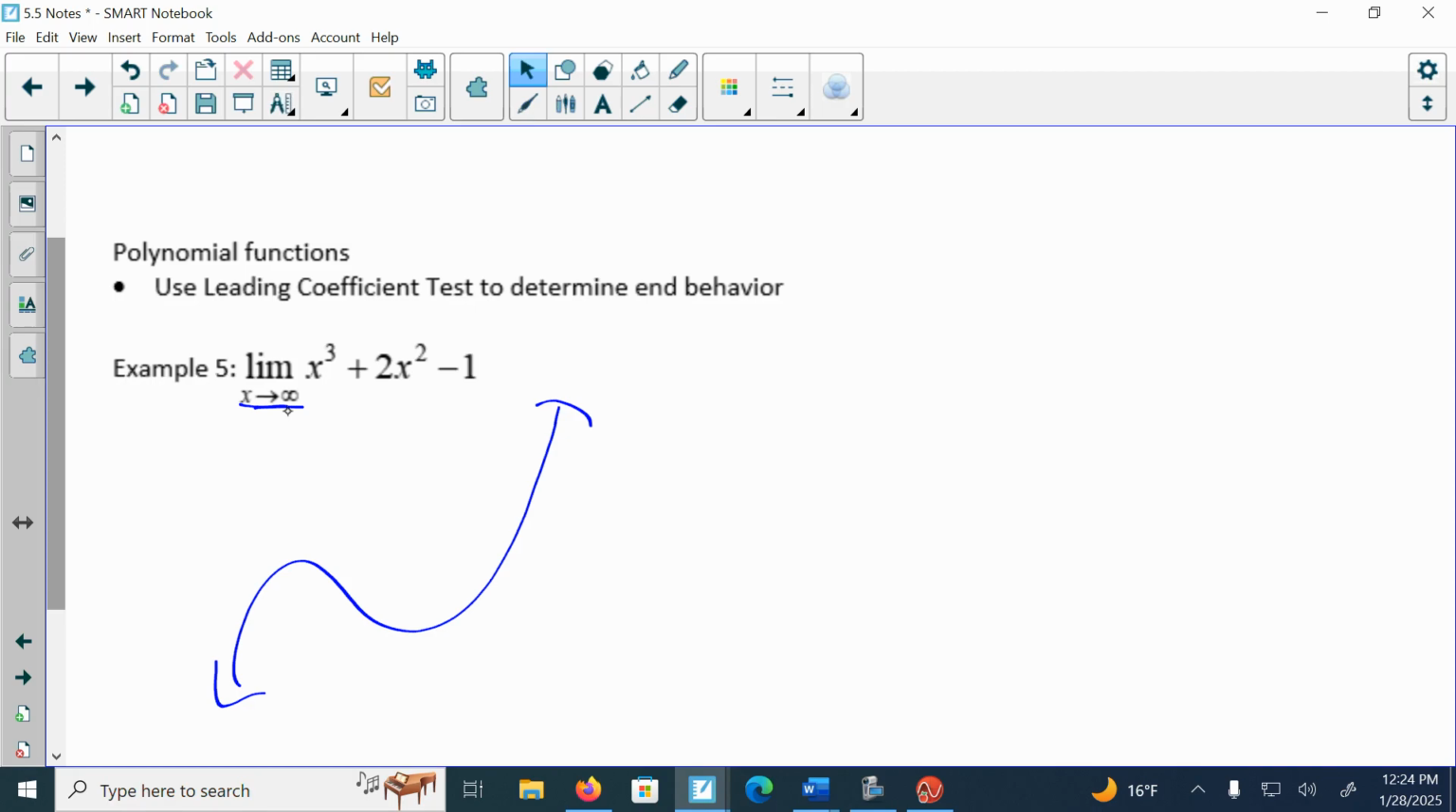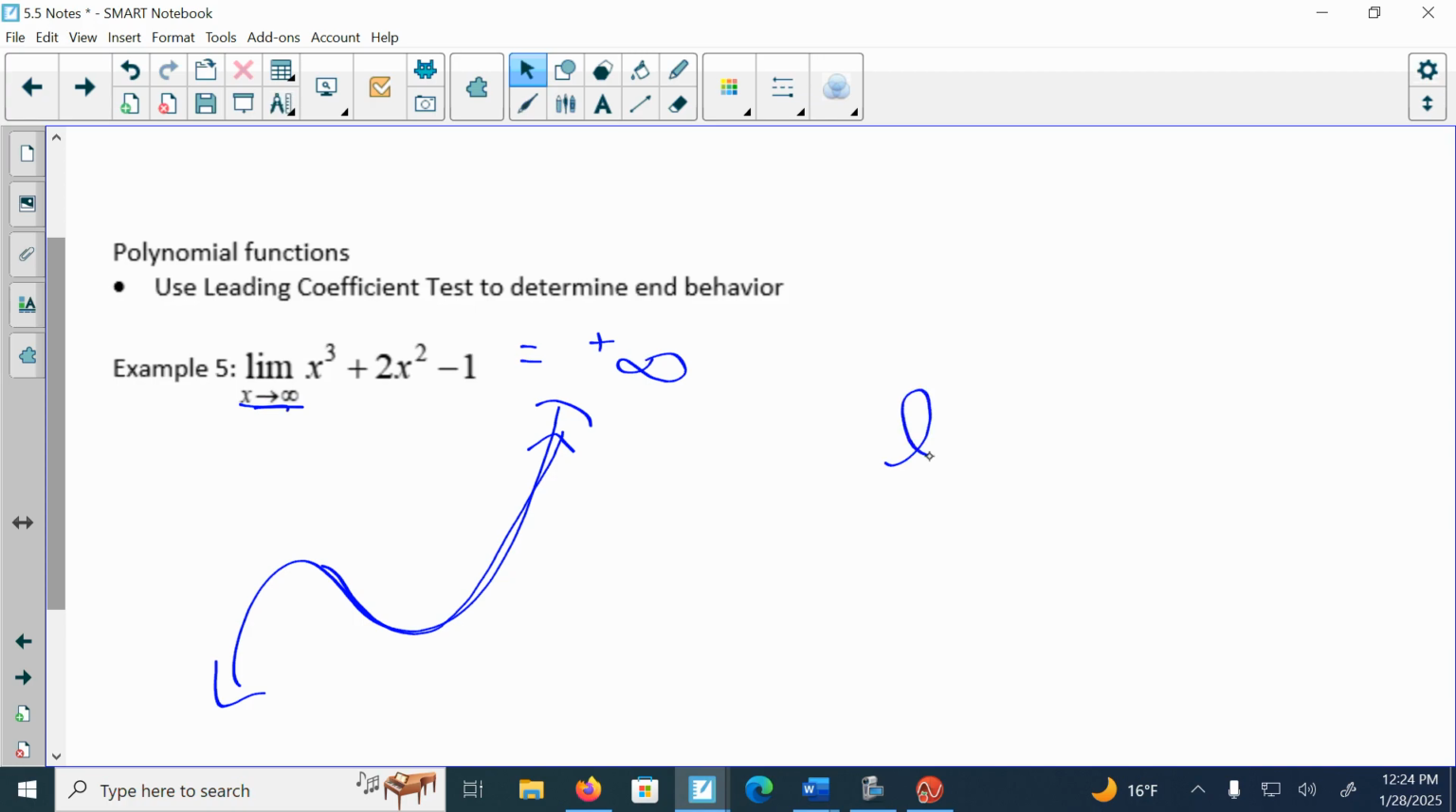As x approaches infinity, this graph is going to go up, up, up. So this whole limit is going to be positive infinity. I'm not going to reach a certain number. I'm not going to have a horizontal asymptote. So as the x values get larger and larger, the graph is going to get larger and larger.